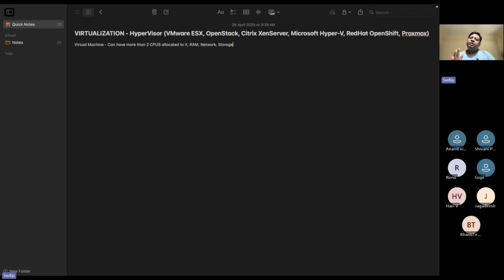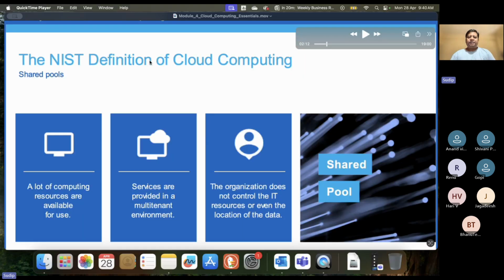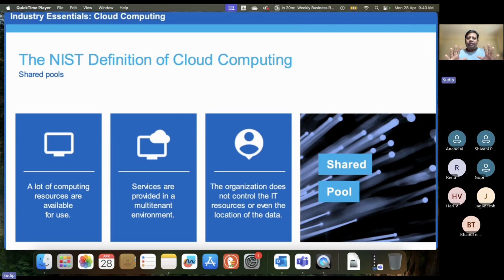So that we will learn a little bit in the intermediate class, and then a lot more detail in the advanced class. We will learn a proprietary hypervisor, like for example VMware or Hyper-V, and we'll also learn open source hypervisors like OpenStack and Proxmox. So both we will learn, so that you get a good feel of both of them. But have you understood this basic concept called virtualization? Any questions on what is virtualization?